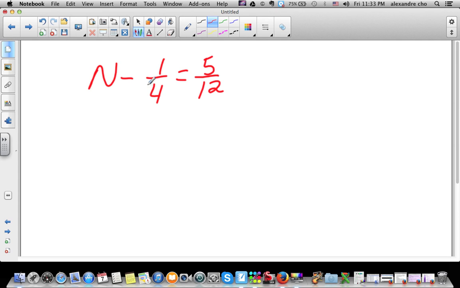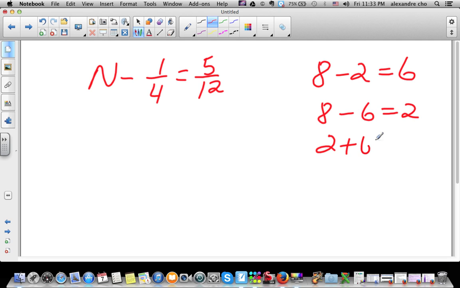Okay, subtract 1/4 to give me 5/12. Well, before I actually do that, let me do something here on the side. Let's take a number like 8 minus 2 equals 6. Let's practice our fact family with this particular sentence. I can also say 8 minus 6 equals 2. I can say 2 plus 6 equals 8. And I can say 6 plus 2 equals 8. Okay, that's how you do fact families.